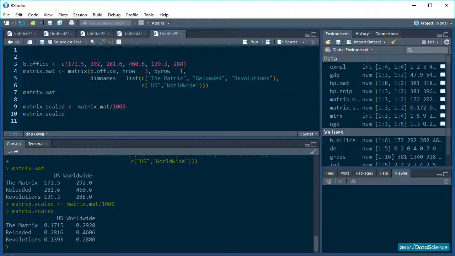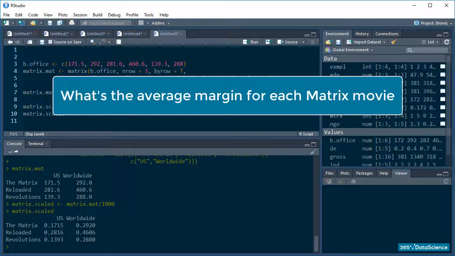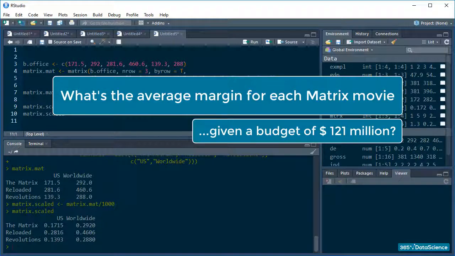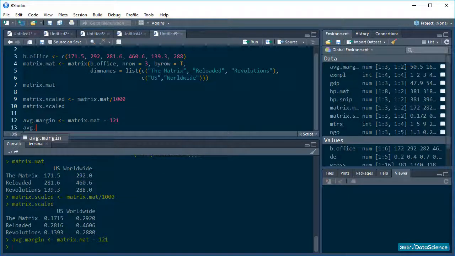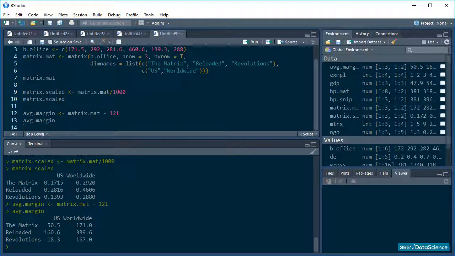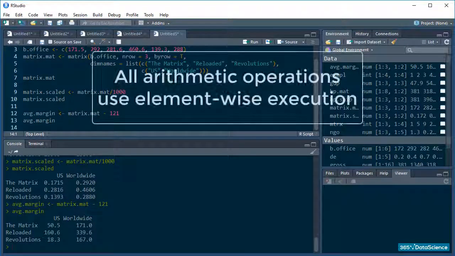Fantastic! So, what if I wanted to know how much each movie made after we subtract the money that went into producing the movie? Of course, the movies had different budgets, but their average is $121 million. To find out the margin for the Matrix movies, we just need to subtract 121 from the matrix.mat, and there you have it. Notice that the command was again executed on an element by element basis. Okay, so this holds true for all arithmetic operations.